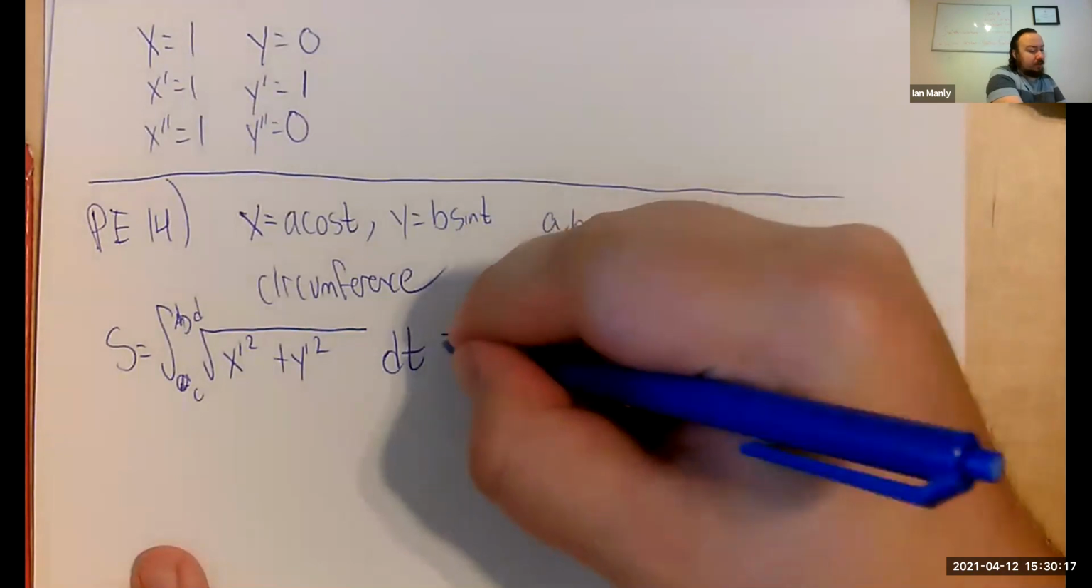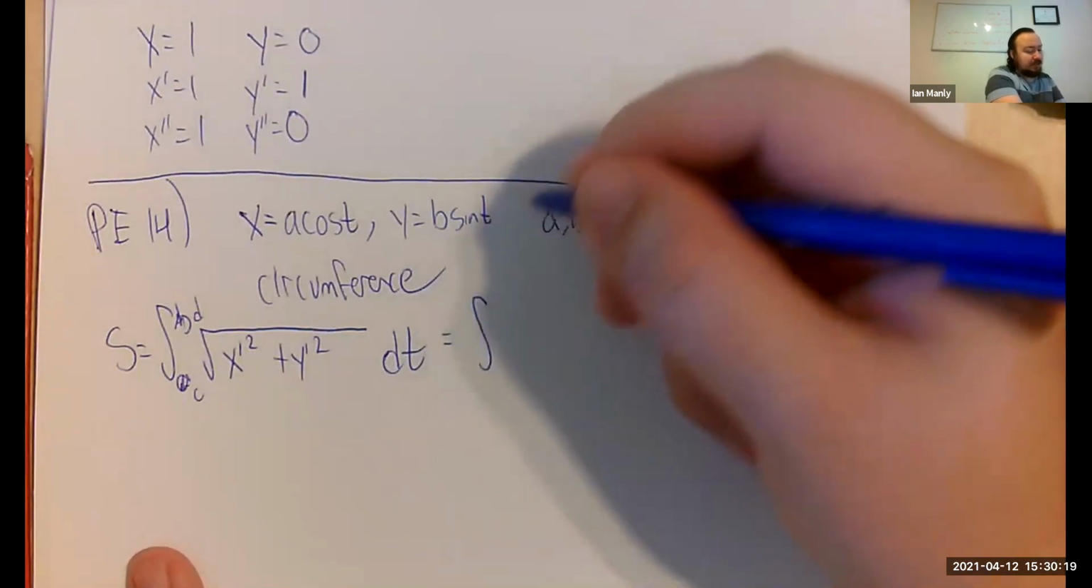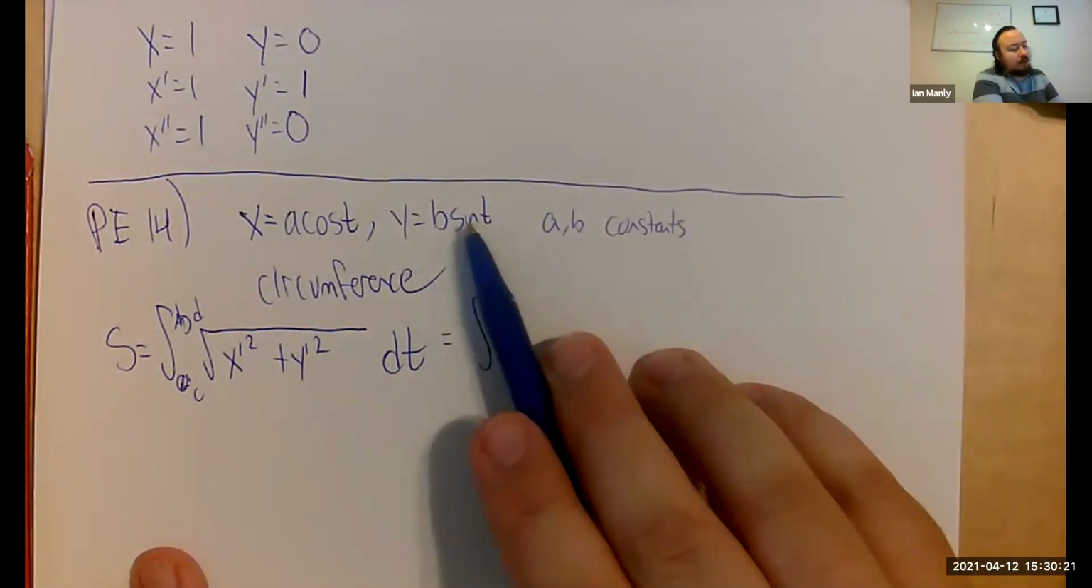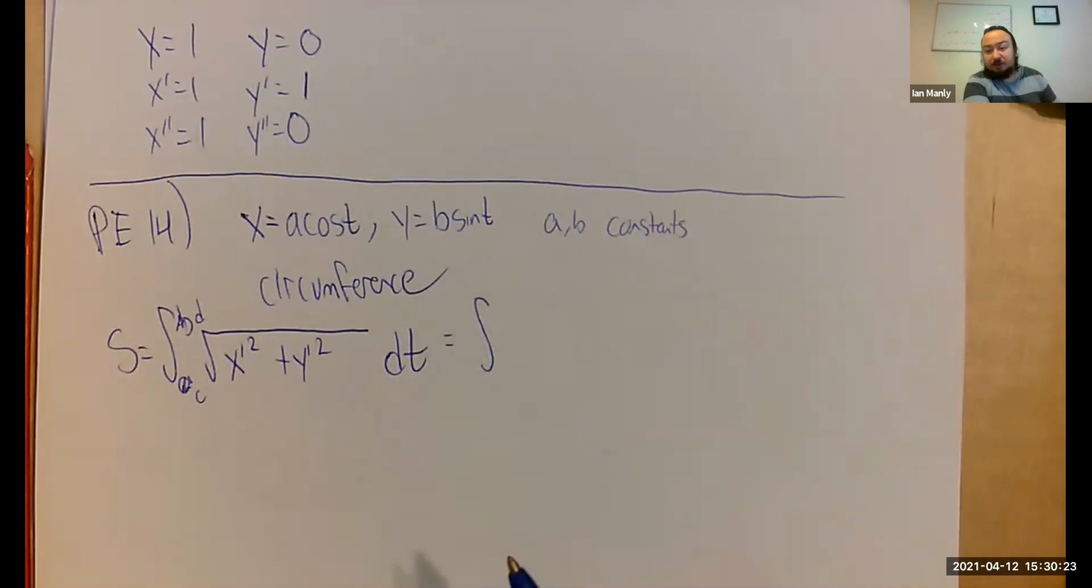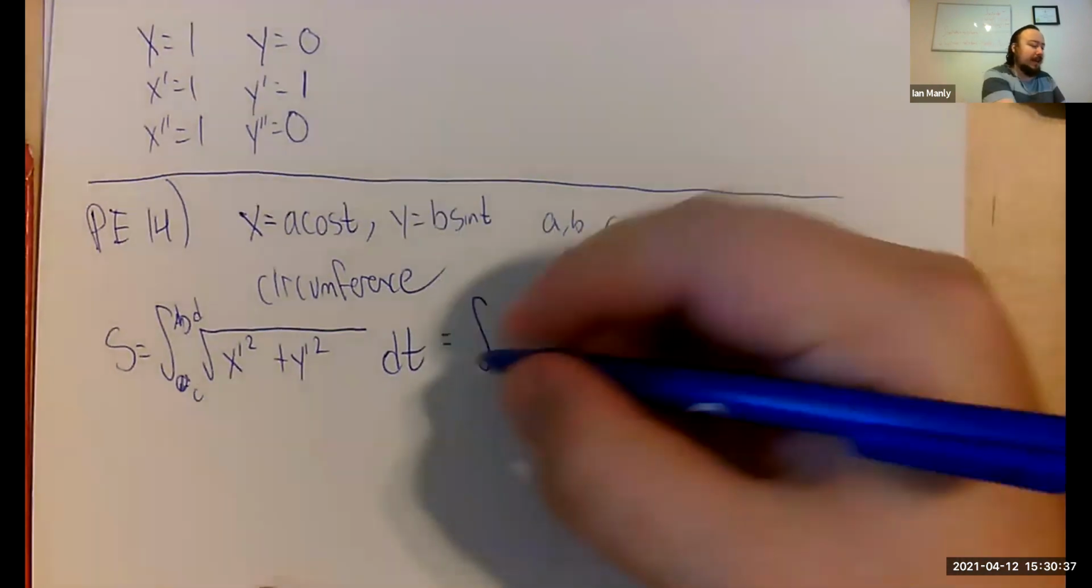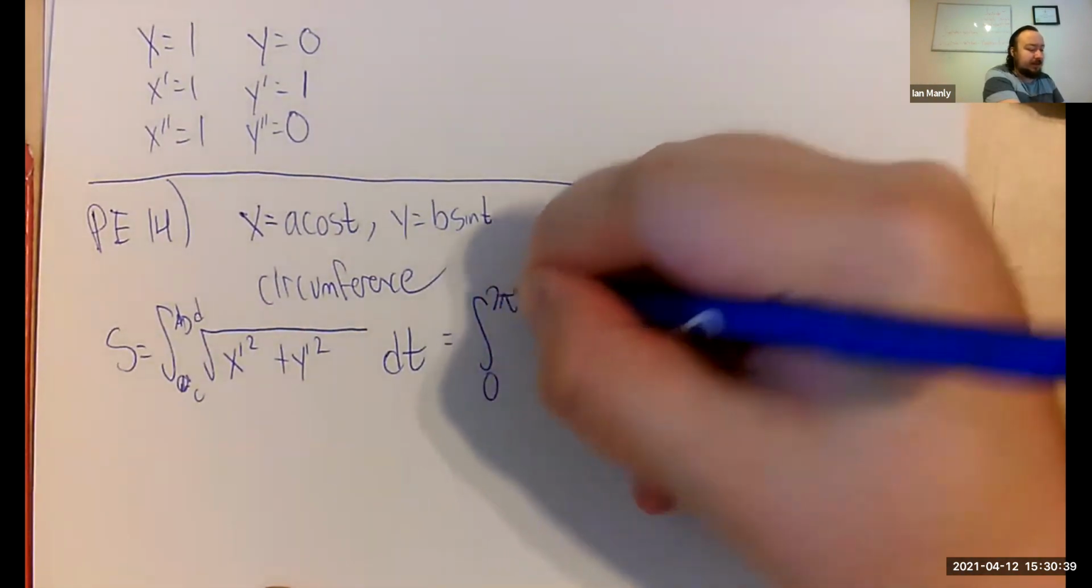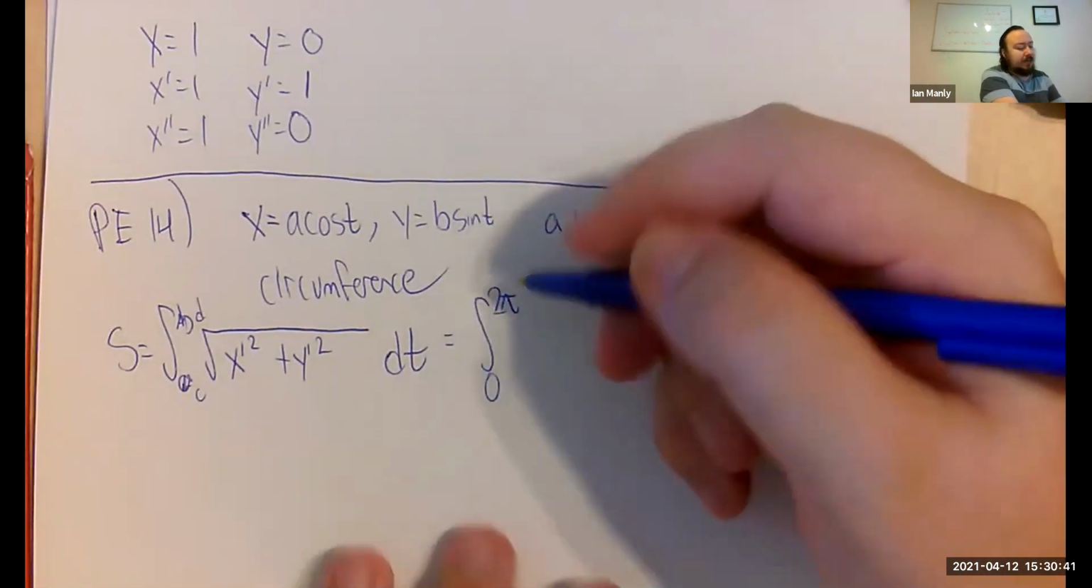All right. So let's try to write this integral for our problem specifically. Now, what range of t values do you think that we're going to go over to get all the way around the ellipse? That's right. It's going to be 0 to 2 pi. So just like a circle, we have to go through 2 pi worth of angle to get all the way around the ellipse. All right, so we have 0 to 2 pi.